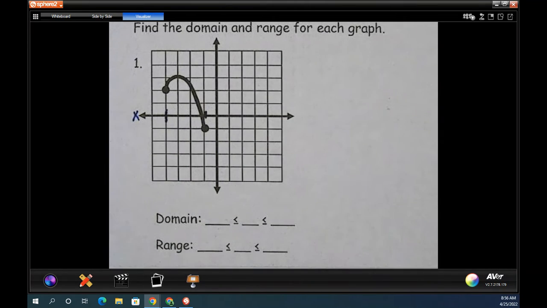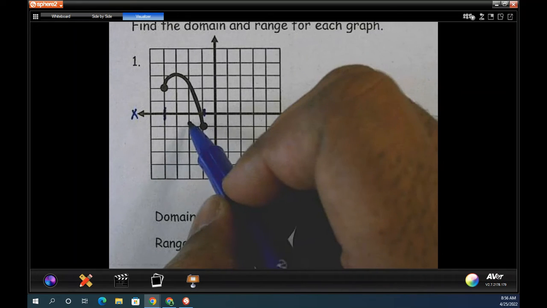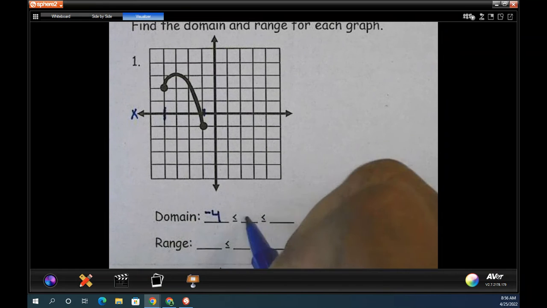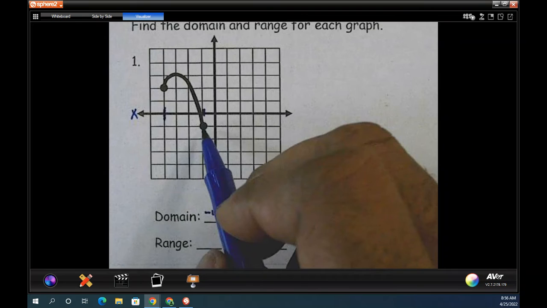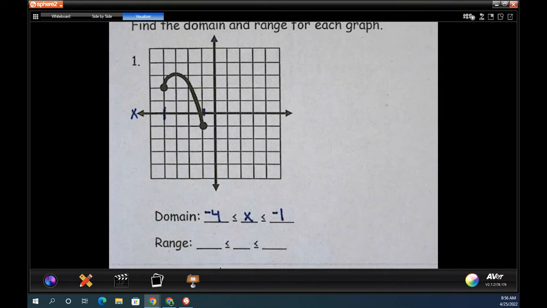Now, you always start with the smallest number. This is negative 1, 2, 3, 4. Negative 4 is less than or equal to x, and that's negative 1. If you're talking about the domain, it's always x.